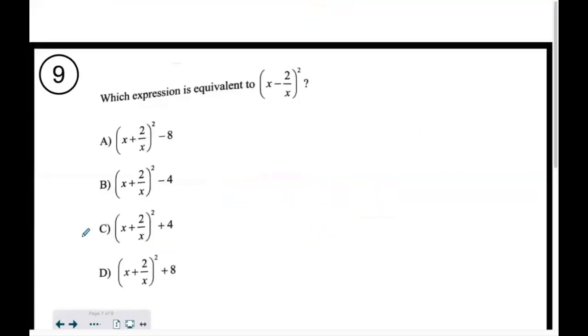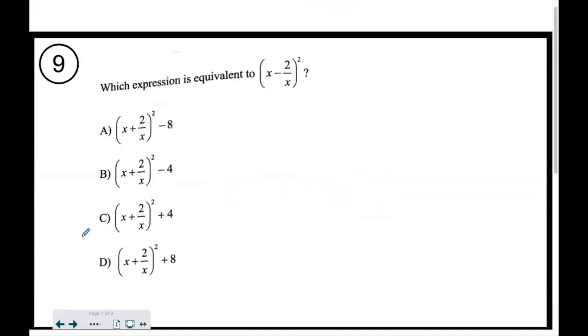Number 9. All right. So this one I would kind of attack from both directions. So the first thing I would do is it wants to know which one is equivalent to this. So I would actually just figure out what that is. So I would do x minus 2 over x.